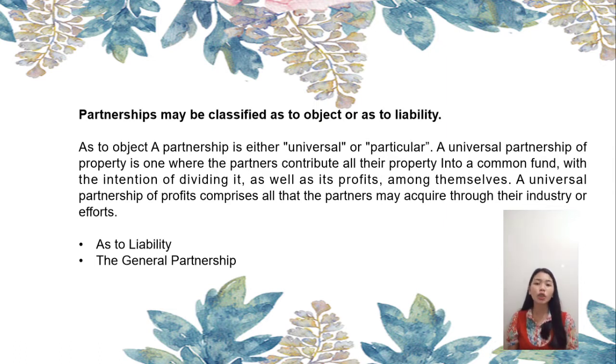As to liability, Philippine law recognizes two types of partnership. The limited or special partnership and the general partnership are examples of this. The general partnership, a business partnership, is a relationship between two or more people who are authorized to enter into contracts in order to carry out a business activity. As such, the partners of the partnership don't have their own legal identity.